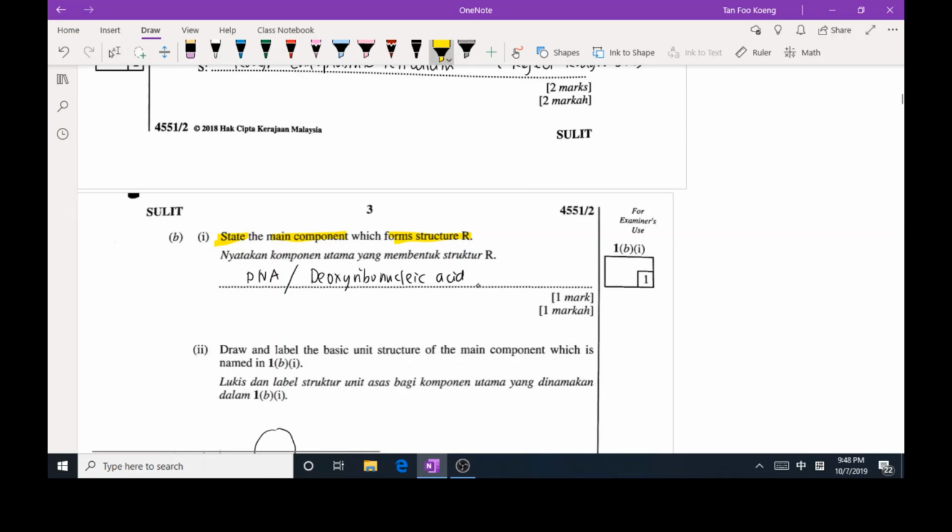So DNA itself is a specific term or terminology. So you don't have to be afraid for not being able to spell the deoxyribonucleic acid out. Okay, because we also accept DNA as an answer.